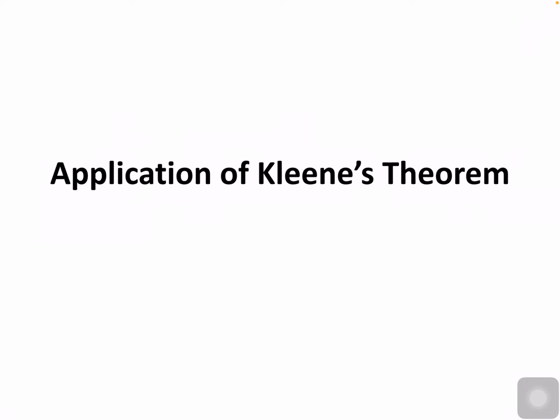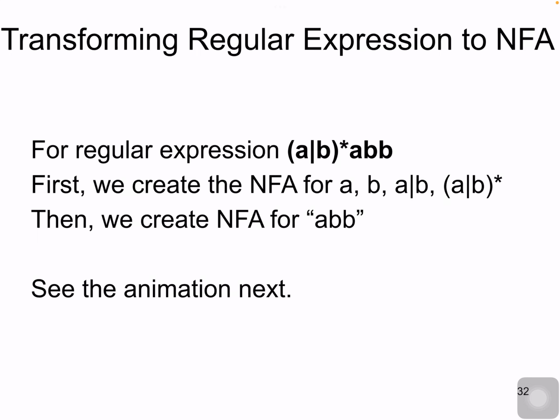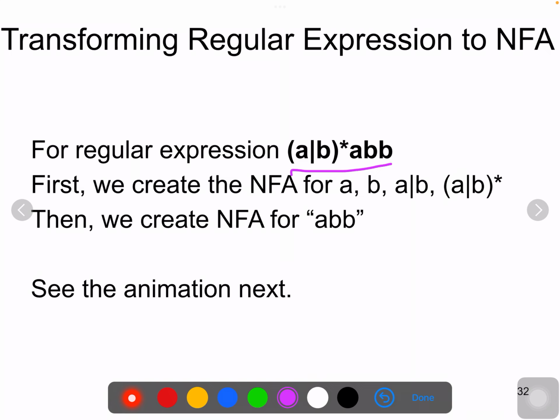That theorem will say how exactly that works and how we can construct a regular expression; we'll see that a little later. That is our application of Kleene's theorem. So that means transforming a regular expression to an NFA. They have given the regular expression here: (a bar b) whole star abb. For that, this is the expression as given, we need to construct an NFA for that.